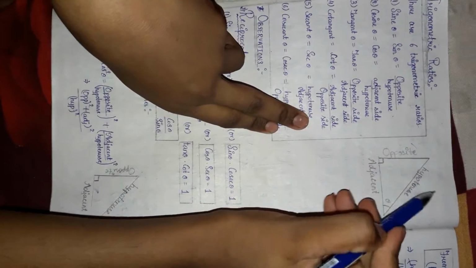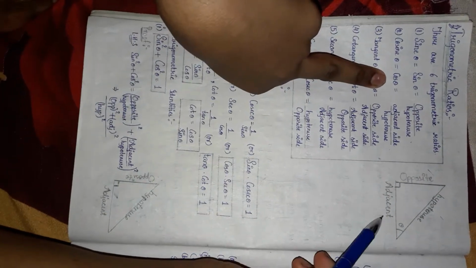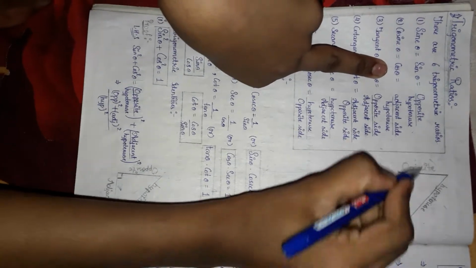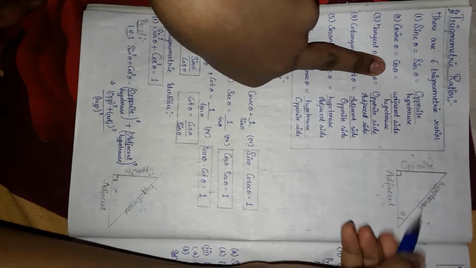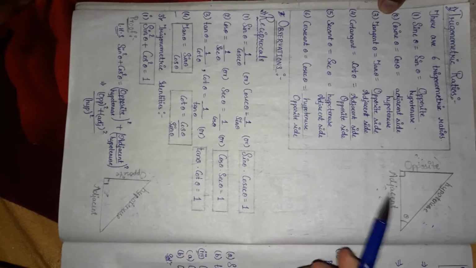First take opposite and hypotenuse for sine, and next for cos theta take adjacent by hypotenuse. First you take these both, after that adjacent by hypotenuse, next opposite by adjacent, like this. Sine formula is opposite by hypotenuse, cos formula is adjacent by hypotenuse, and tan formula is opposite by adjacent.